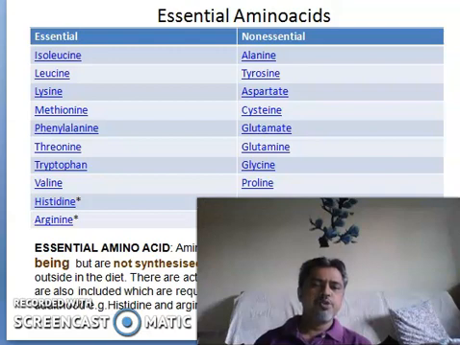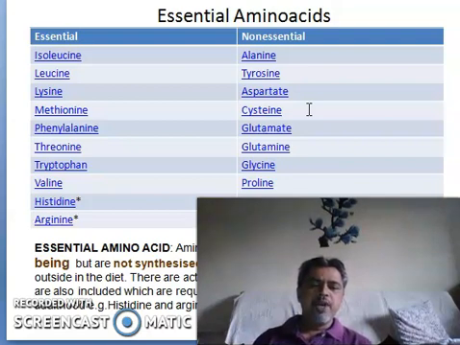First is isoleucine, leucine, lysine, methionine, phenylalanine, threonine, tryptophan, valine, histidine and arginine. These are the essential ones. Here are the non-essential ones: alanine, tyrosine, aspartate, cysteine, glutamine, glutamic acid, glycine, proline, serine and asparagine. So here you will find 10 essential and 10 non-essential.